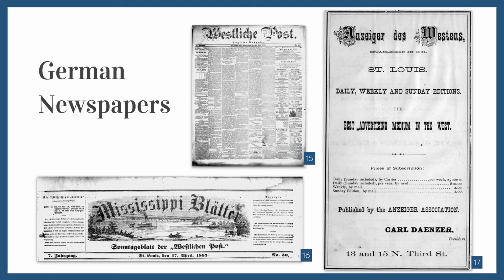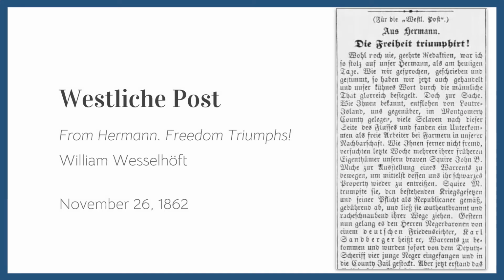The Mercantile Library has acquired an outstanding collection of these early German newspapers. The articles and advertisements provide us invaluable insight into the lives of Missouri's early German settlers. We can use these sources to learn what was important to them and how they reacted to the changing world around them. Let's take a closer look at a clipping from one of these newspapers. Here we have an excerpt from the 1862 Westliche Post, a St. Louis German newspaper. The article is titled "From Hermann, Freedom Triumphs."